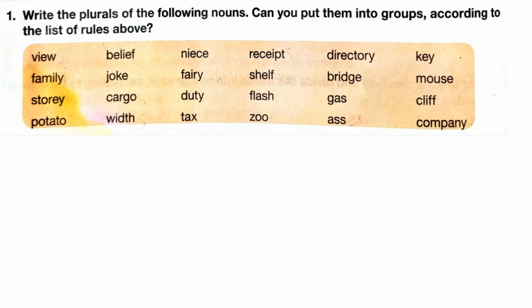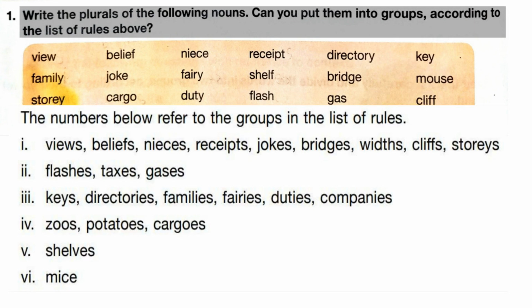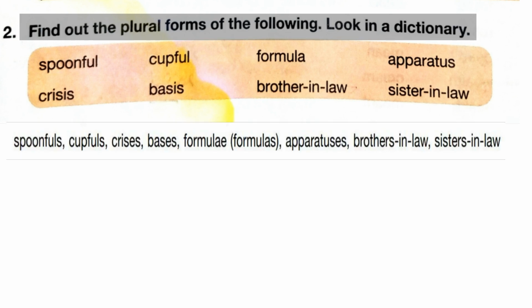In Part B, question number 1 is: write down the plurals of the following nouns. Can you put them into groups according to the list of rules above? Solution is as under. Question number 2 is: find out the plural forms of the following. Look in a dictionary. Solution is as under.